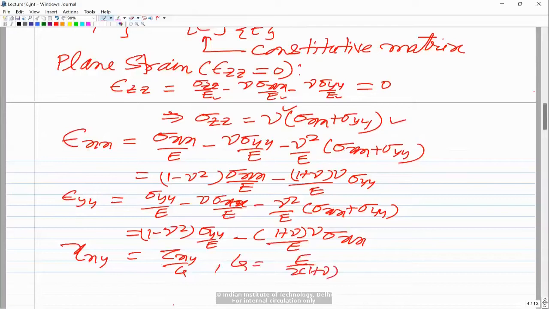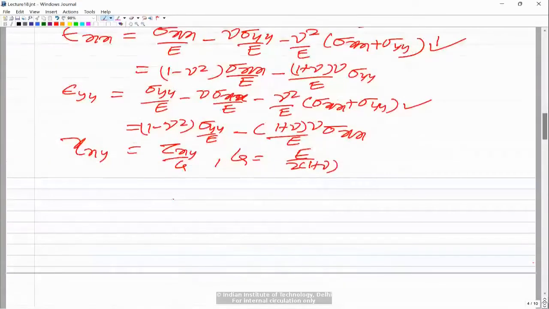So now, our aim in the finite element formulation is to express everything in terms of displacements. So we want to write stresses in terms of strains. In these relations, you see that the strains are expressed in terms of stresses, but we want to express stresses in terms of strains. So if you solve these two equations for sigma xx and sigma yy, I put them in the matrix form.